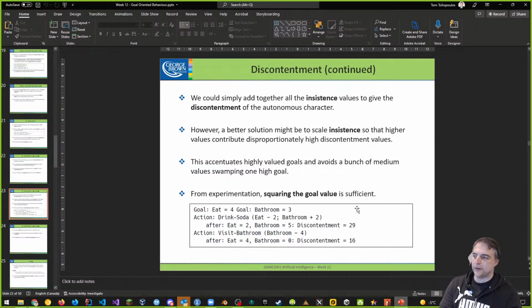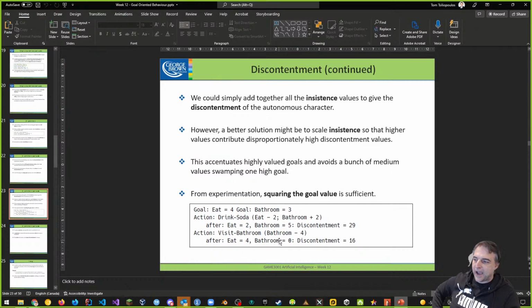And if we were to loop this back to the top again, and my discontentment happened to be 16, as an example, and then I was going to drink a soda, my eat would drop to 2 and my bathroom would increase to 2. So 2 times 2 is 4, and 2 times 2 is 4, and 4 and 4 is 8. So actually my discontentment would drop down to 8 from 16 if I was to drink a soda after I went to the bathroom.